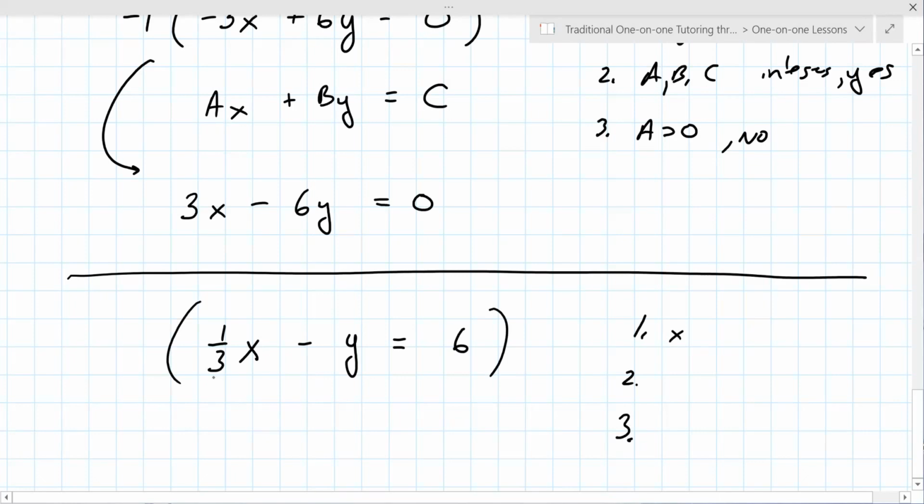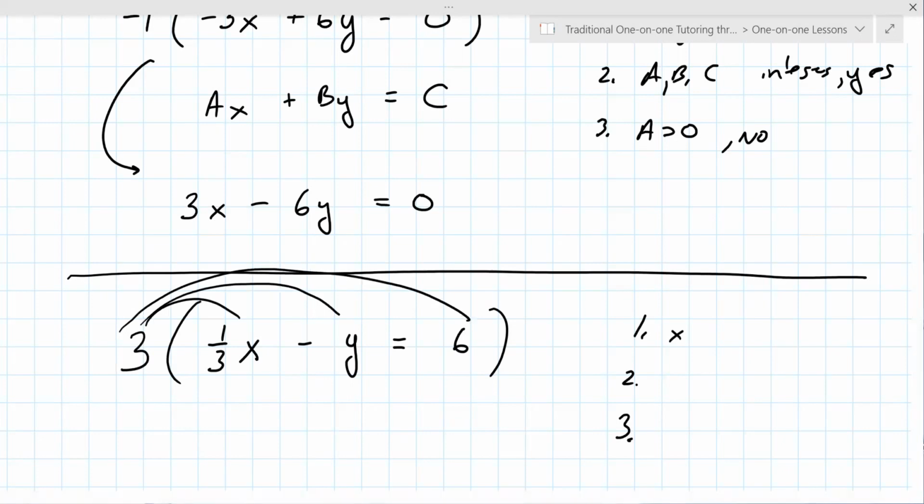So you multiply by the denominator. What is the denominator? 3. So you're going to multiply everything by 3. Do you want to give that a try, or do you want me to show you how to do this? I'm going to have a try. Good.